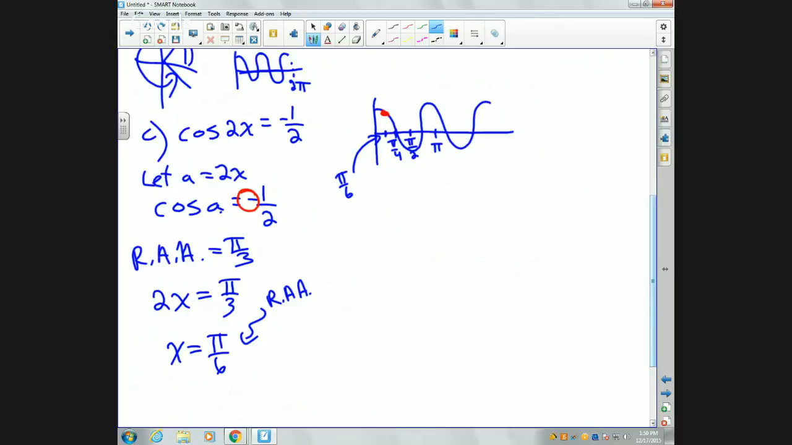So that's where one of the solutions comes. Where does the other solution come? Sorry, that's the positive value, right? That's positive 1/2. But we want the negative values. We want this one right here and this one right here. How do we find those values?